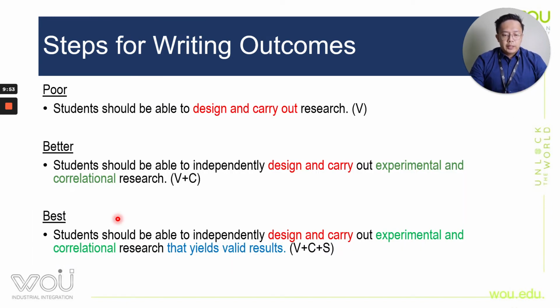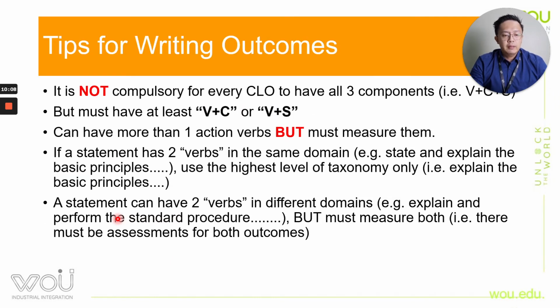So the overall idea is that we should have at least two components in every learning outcome that we design. The best is to have three, but it is not necessarily the case all the time. The minimum that we must have is at least two components. So the tip for writing a learning outcome is that it is not compulsory to have all three components together, but you must have at least V plus C or V plus S.